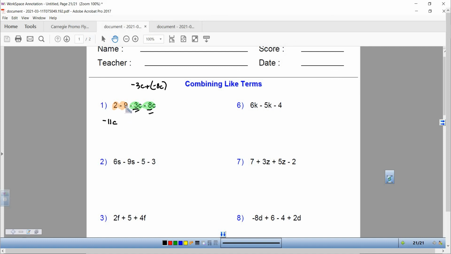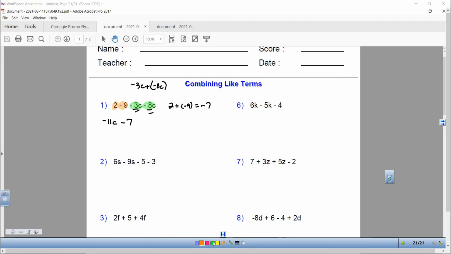And then what do I have? I have 2 minus 9. Well, 2 minus 9 is the same as 2 plus negative 9, and that's going to give me negative 7. There we go. So I get negative 11c minus 7. Let's do one last one, this one right below it.